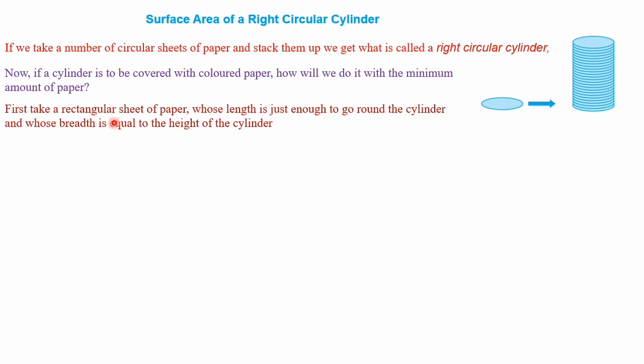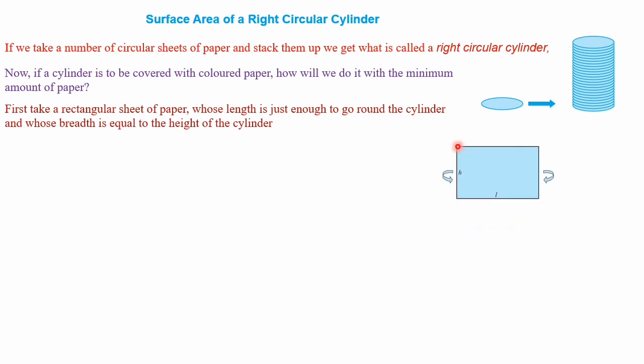So we will take a rectangular sheet of paper whose length is just enough to go around the cylinder. You know that it is a circular portion; these small circles are arranged one above the other. The length will be enough to cover this circular portion, and the breadth is equal to the height of the cylinder, because this entire portion we need to cover.